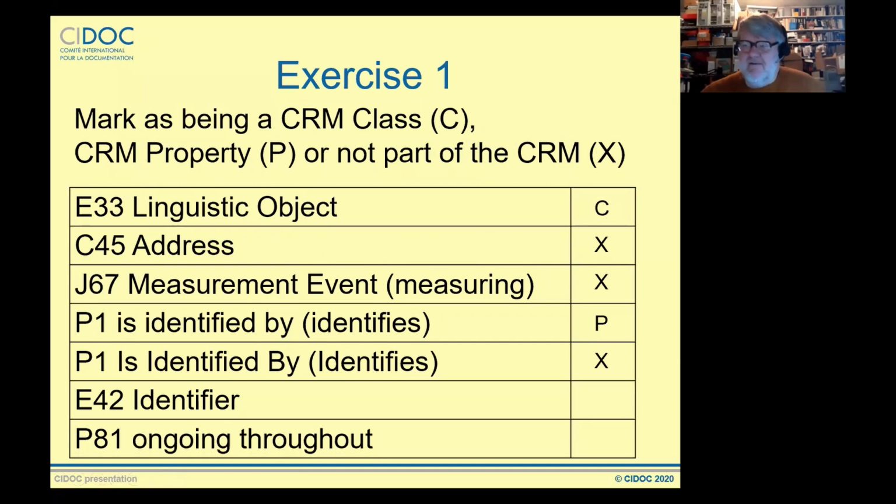E42 identifier. Yeah, that's a class. Follows the classic rules. And then P81 ongoing throughout. Yeah. It's one of the unusual ones in that it doesn't have a bracketed piece because it's symmetric. So that was just to illustrate that there are symmetric properties out there, and that's one of them. Well done, everybody.